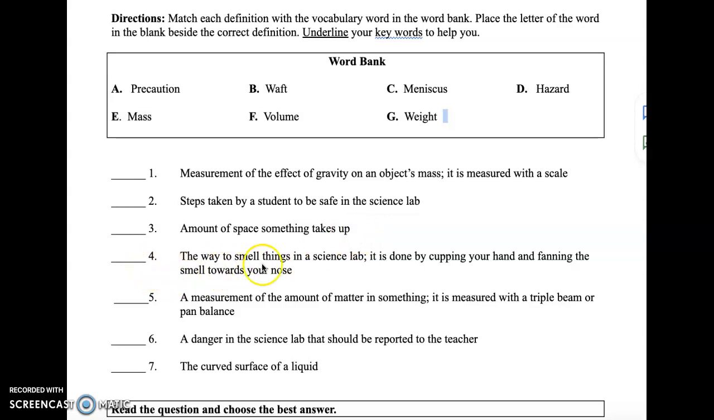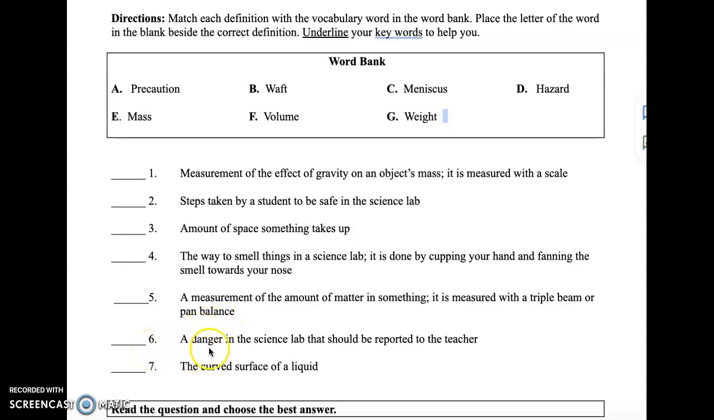Number 4. The way to smell things in a science lab. It is done by cupping your hand and fanning the smell towards your nose. Number 5. A measurement of the amount of matter in something. It is measured with a triple beam or pan balance.